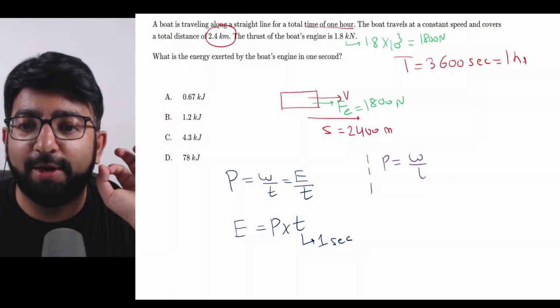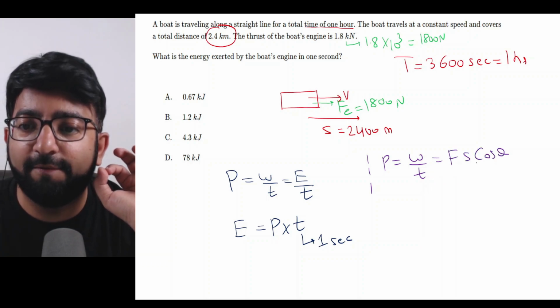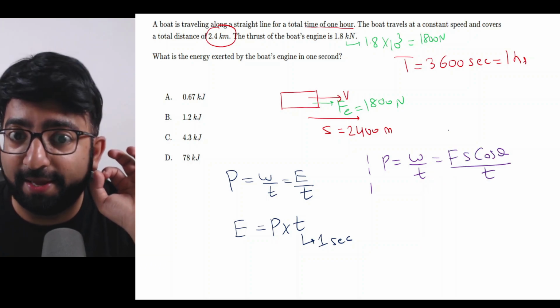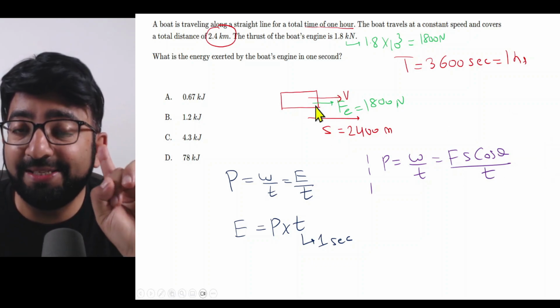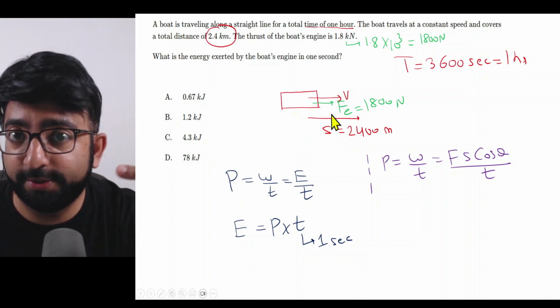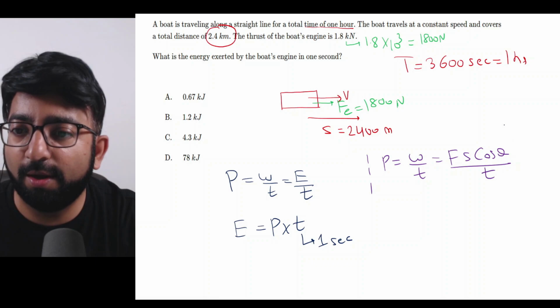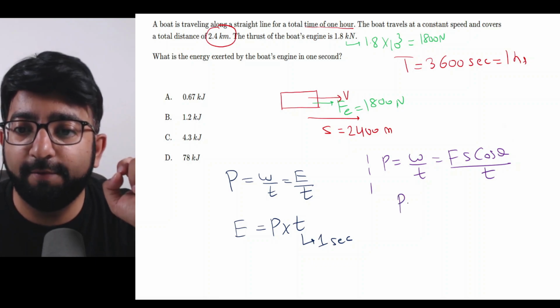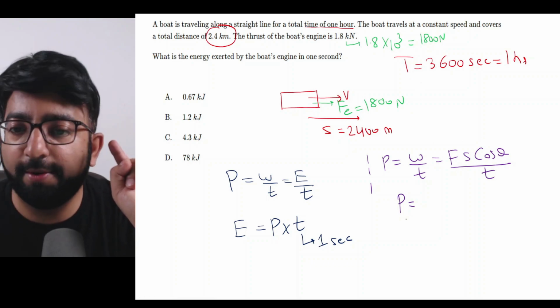So, power is work done per unit time, and work is Fs cos theta divided by time. Even in this case, the angle theta will be equal to 0 degrees because the boat's engine is applying a thrust force towards the right and the boat is also moving in the same direction. So the angle theta will be 0 degrees. So power will be equal to F, the applied force, which is 1800 newtons.